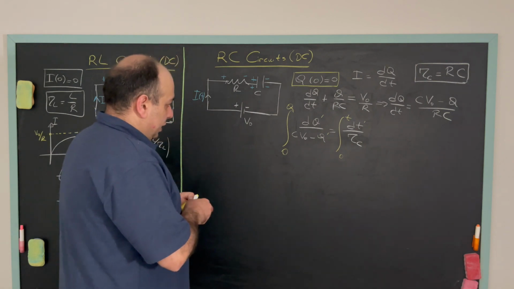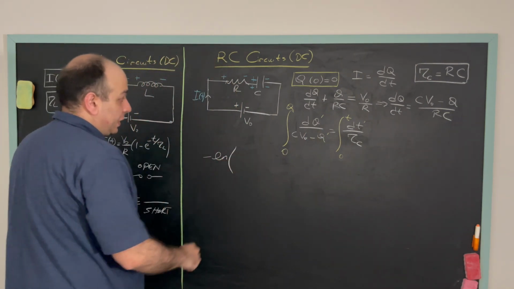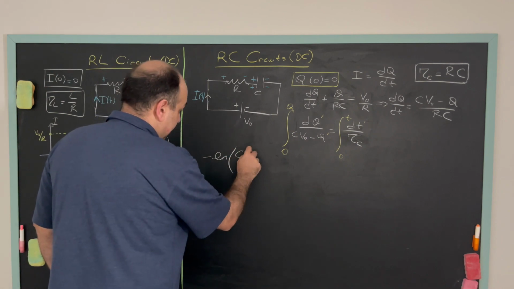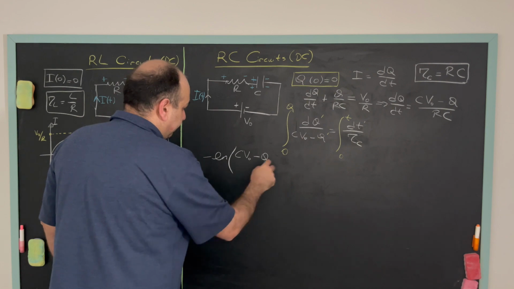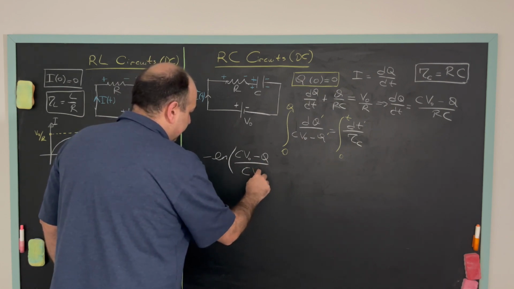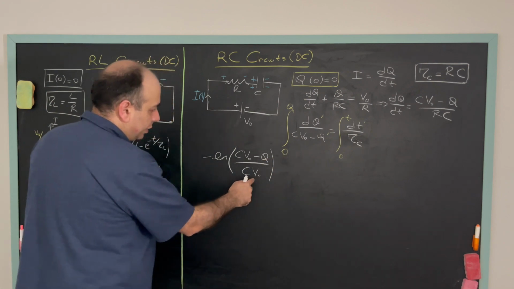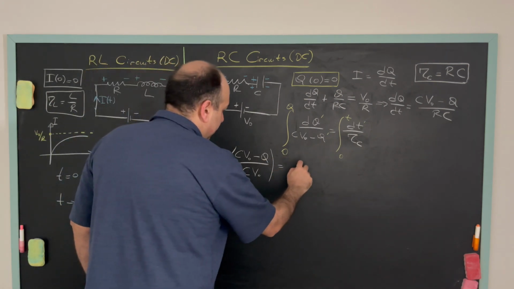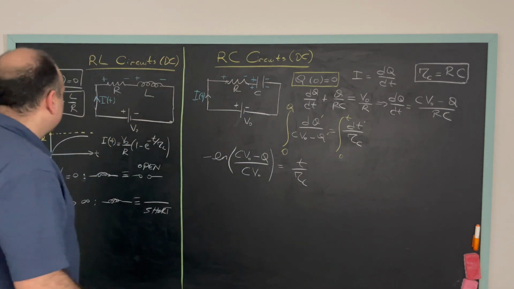Okay? So the left-hand side simply gives me minus ln of C V naught minus Q divided by C times V naught, right? This is the lower limit. So I put Q to be 0 here, the lower limit. So this will be equal to T over RC, or tau C.